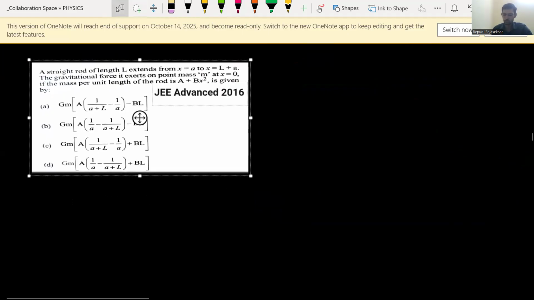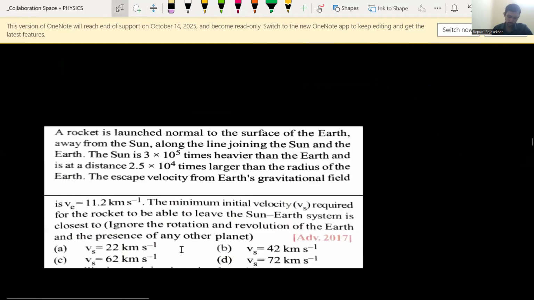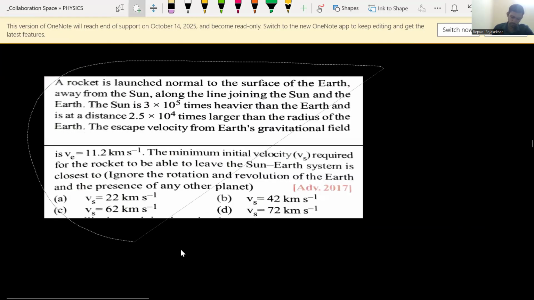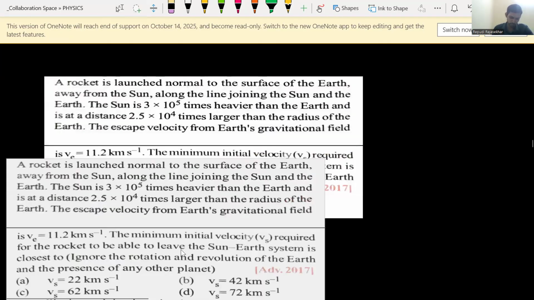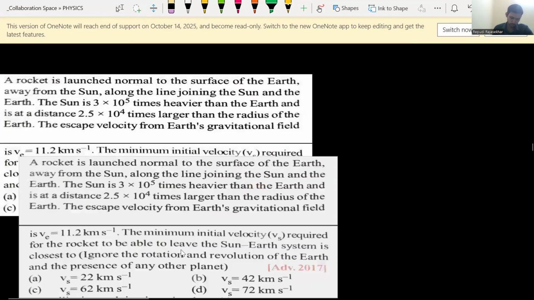This is 2016. The next question we will shift even more down because we want space. Yeah, it occupies a lot of space.